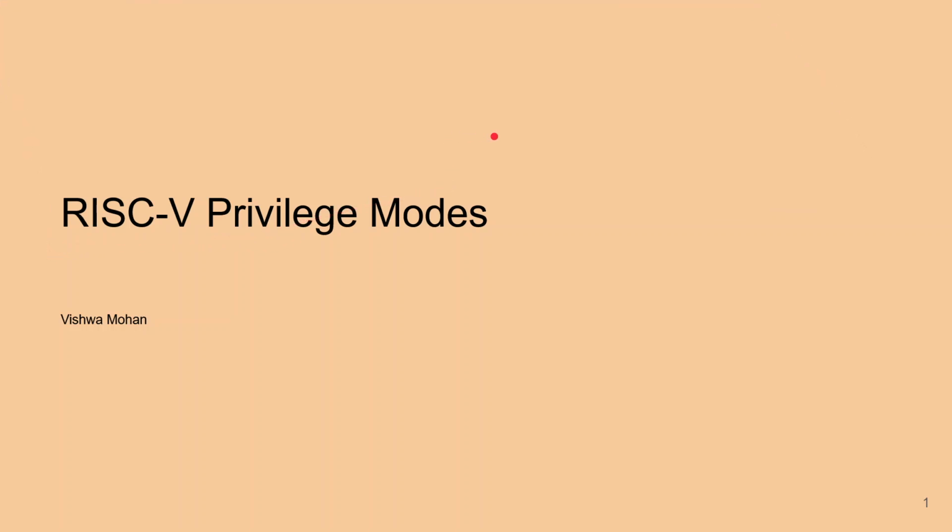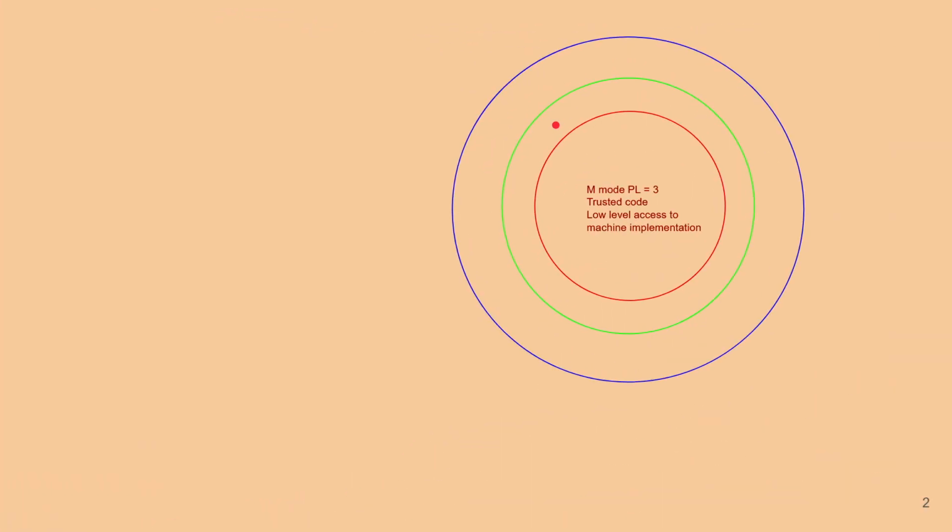Let's start with a discussion on the RISC-V privilege modes. When we talk about privilege levels in RISC-V, it helps to picture them as these three concentric circles. At the very center is machine mode. This is the most powerful level. The firmware and the low-level runtime code live here, and they touch every part of the hardware. The machine mode has a privilege level of 3.